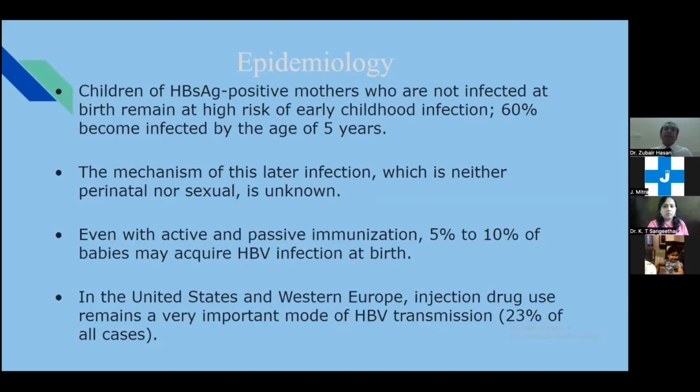An important thing is perinatal transmission, the transmission from the mother to the child, right? That is also a very important thing to look at. And 60% become infected by the age of 5 years. Sometimes at birth the baby does not have hepatitis B, but after some time, though infected, it manifests at a later age. That is quite possible. Even with active and passive immunization, 5 to 10% of babies may acquire HBV infection at birth. That's why it is very important to immunize them at birth itself.